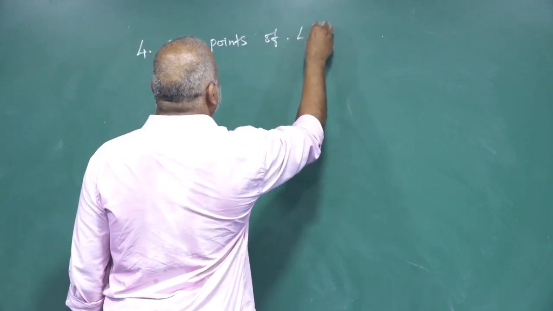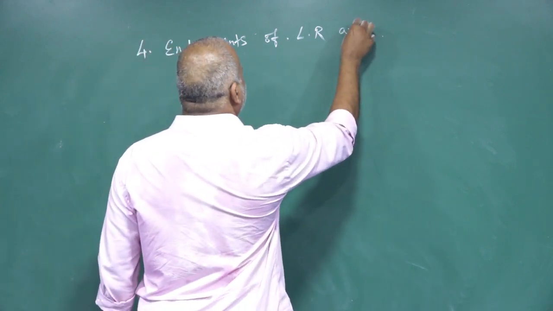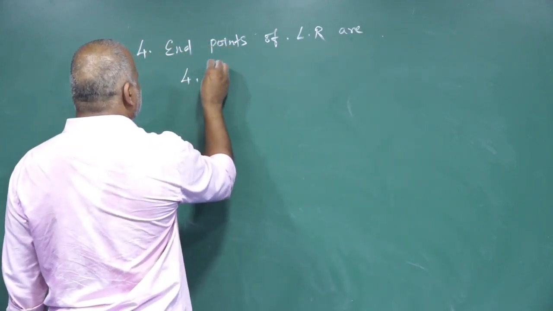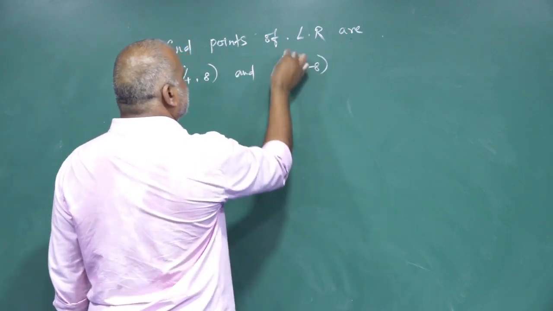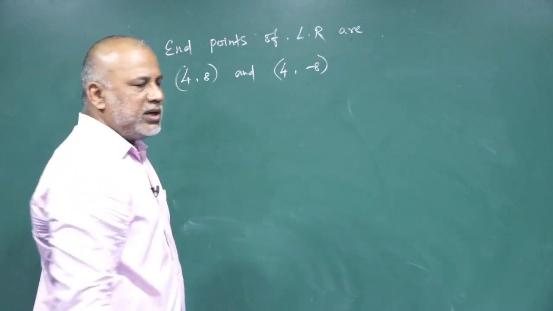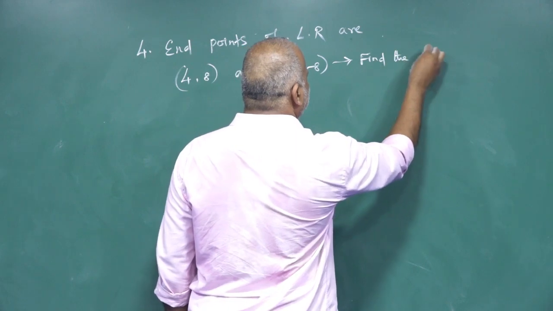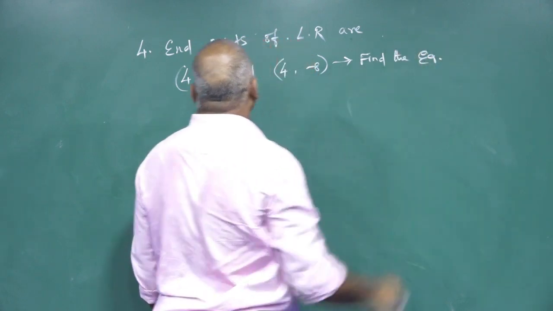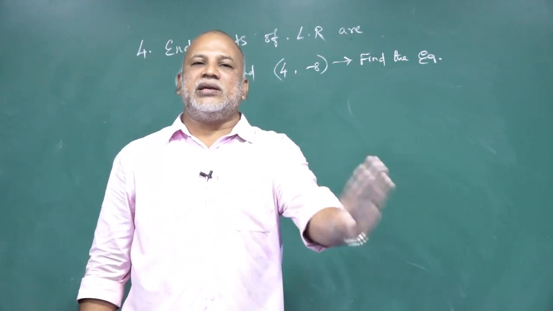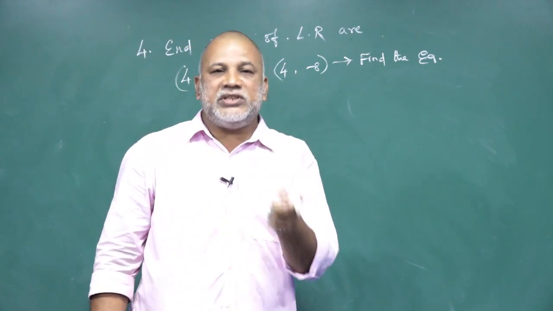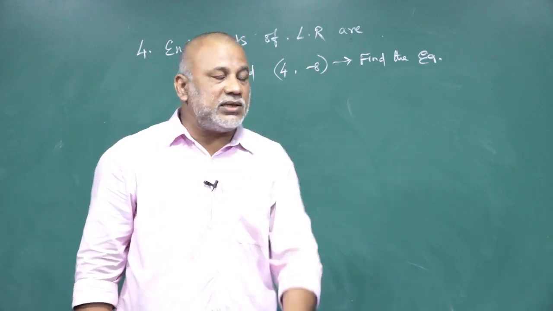of the latus rectum. Endpoints of the latus rectum are 4,8 and 4,-8. See, there are two data given. Find the equation. See the endpoints of the latus rectum. I already explained, what is the meaning of latus rectum? A focal chord which is passing through the focus and which is perpendicular to the axis of the parabola.